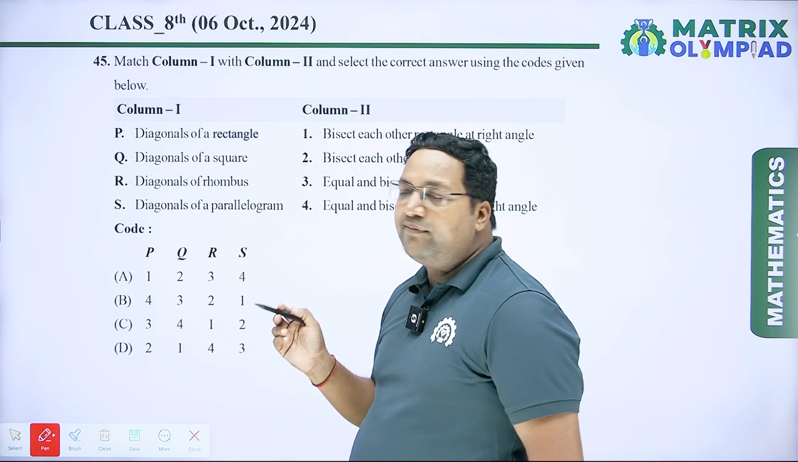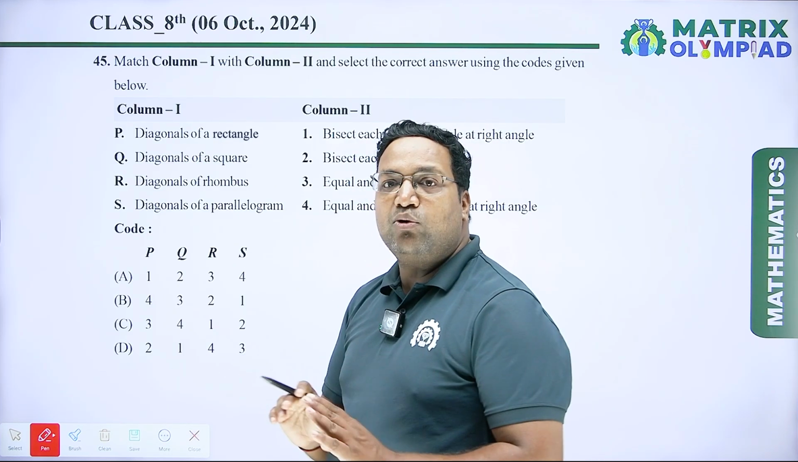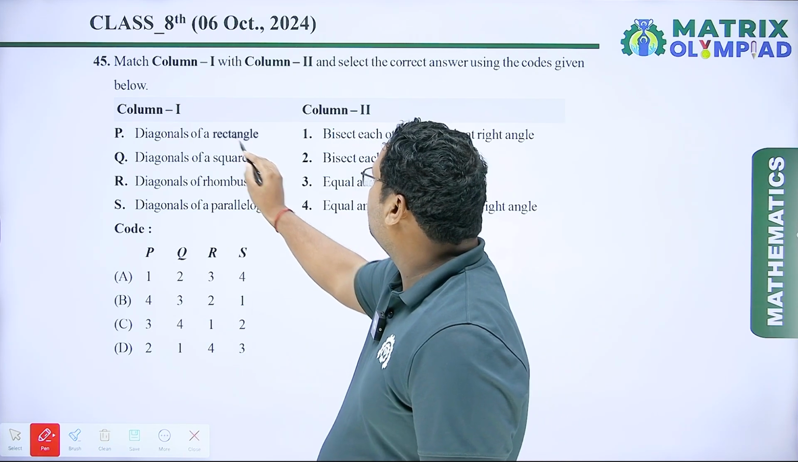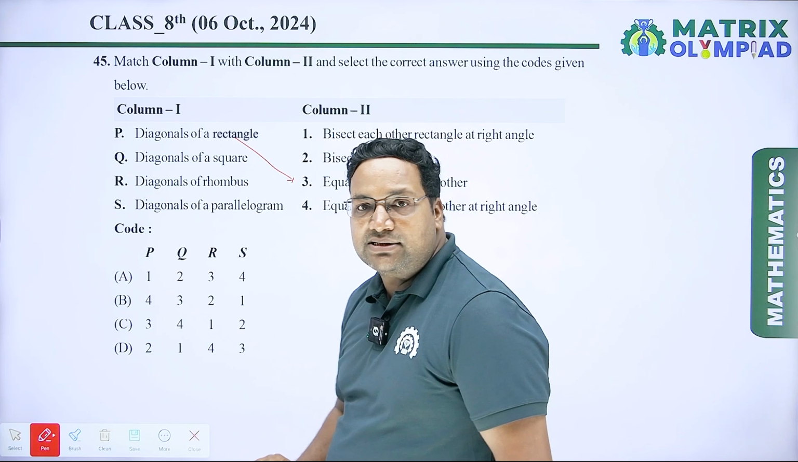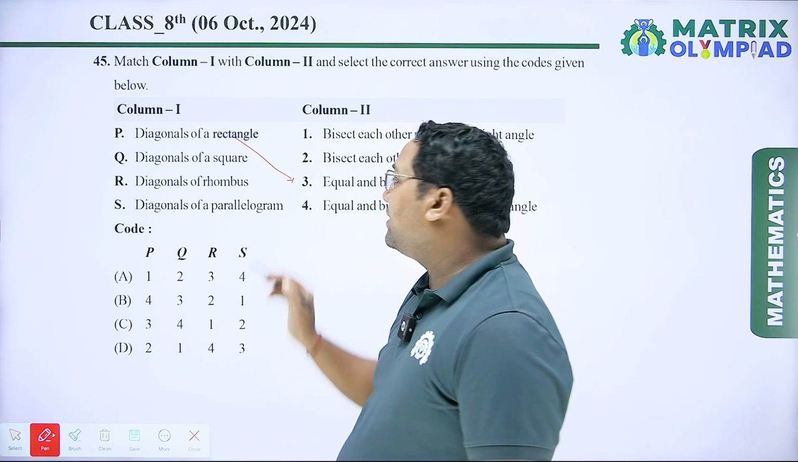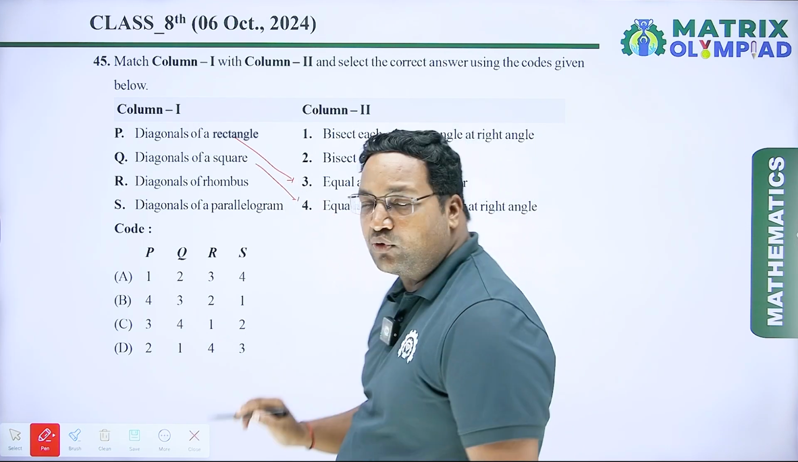Next, question number 45, that is diagonals of a rectangle are, we know diagonals of a rectangle are equal and bisect each other. So for this, third is true. Next is diagonals of a square. Diagonals of a square are equal and bisect each other at right angles. So which is fourth is given. So for this, fourth is true.